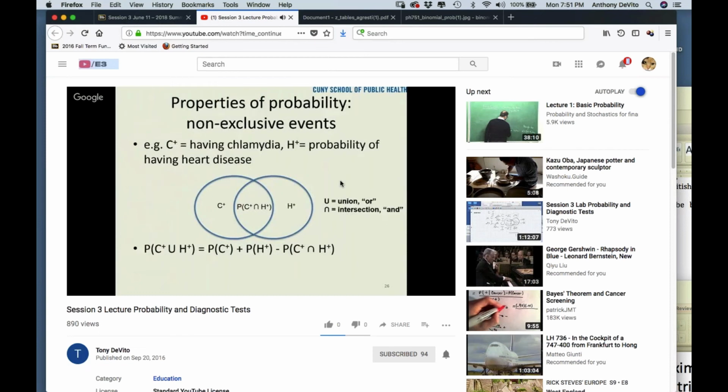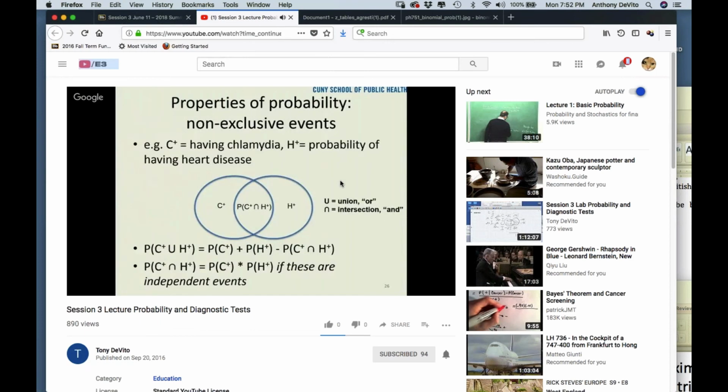So your probability of having chlamydia or heart disease is your probability of each of them individually minus the probability of having both, so that you're not counting those cases that have both twice. The ones in the middle have already been counted. You don't want to count them twice. Kind of makes sense. And this is an important rule.